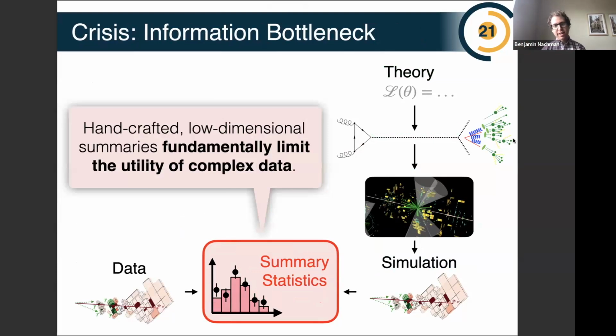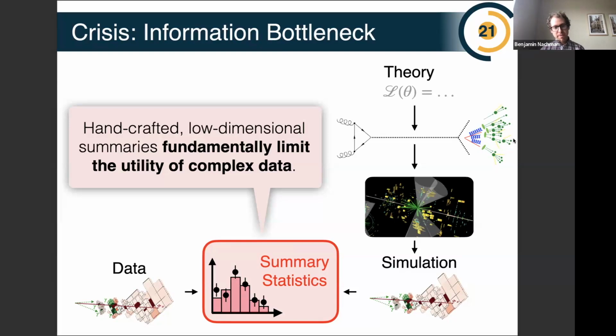The challenge that is going to be the motivation for the rest of this presentation is that a lot of information is being tossed. Basically, we have these handcrafted, low-dimensional summary statistics, and they fundamentally limit the utility of these complex data. So there's a lot of information in the data that we just basically toss. In some cases, we haven't been doing a huge disservice to the data, because the handcrafted summaries are very close to sufficient statistics. But in most cases, that's just not the case, and we're really leaving a lot on the table.